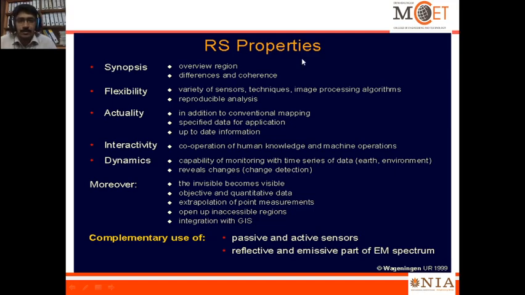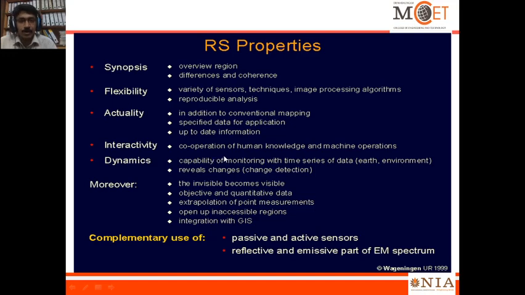So the properties: it gives an overview of the region, differences and coherence of the particular region. It has flexibility, as a variety of sensors, techniques and image processing algorithms are available, so that we can produce many data outputs, reproducible and analyzable. With single data we can reproduce many things. Actuality: in addition to the conventional mapping, specific data for an application can be added. Up-to-date information: current data we can update. Interactivity: cooperation of human knowledge and machine operation, both are possible.